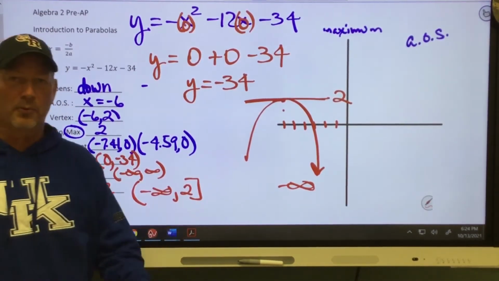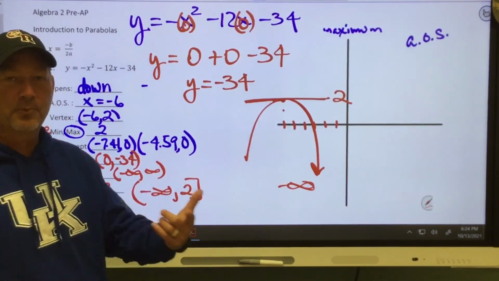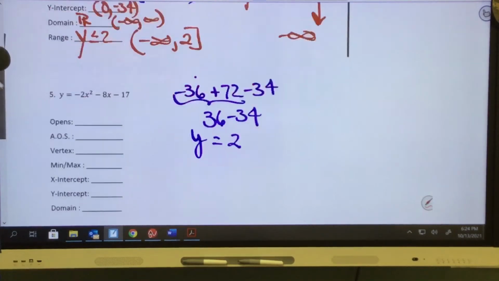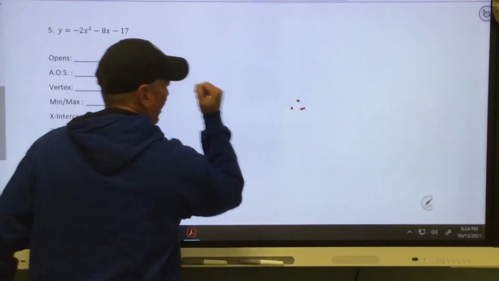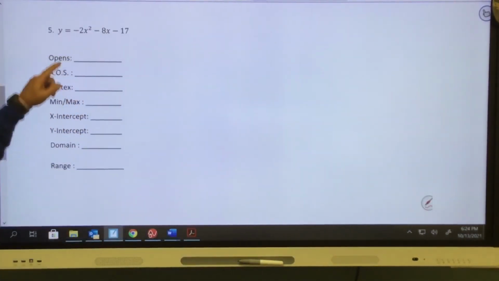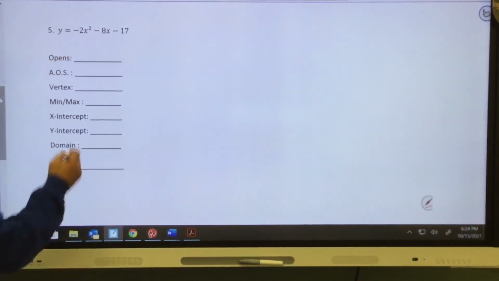All right, let's try another one. Hopefully you'll understand when we do the second one. We're going to jump to problem number 5. So number 5 is going to look like this. Let me erase this. Let's see. All right, so what do you notice? I have a negative A value, so we're going to open down.